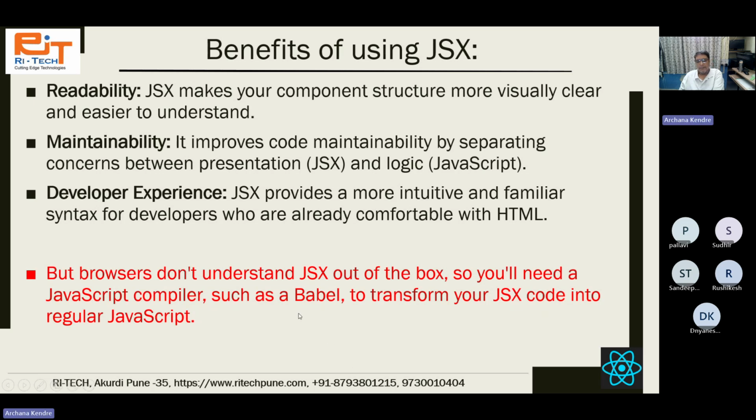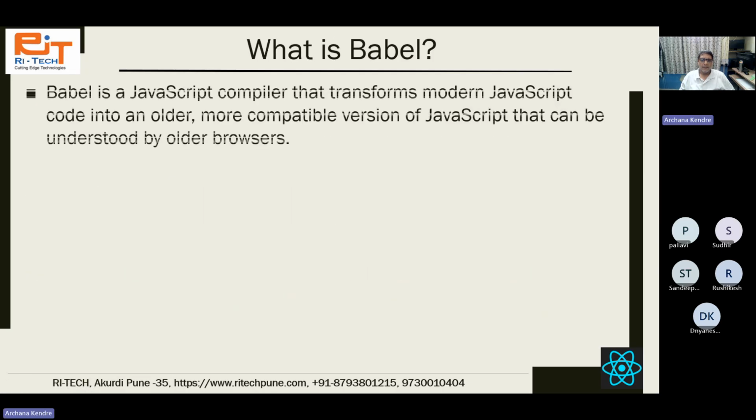So you can say Babel, whatever. You need this compiler, and this compiler will translate the JSX code to regular JavaScript here. So out of the box, your browser does not support JSX here. So what is this Babel? Babel is a JavaScript compiler that transforms modern JavaScript code into an older, more compatible version of JavaScript that can be understood by older browsers.